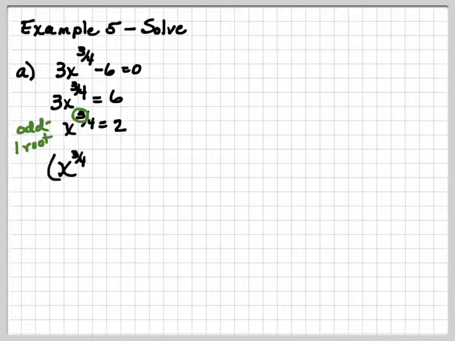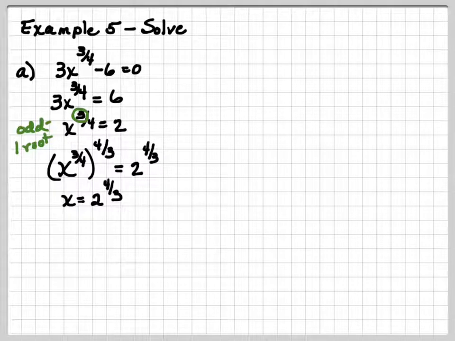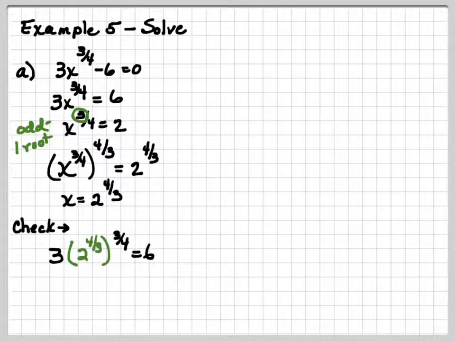Okay, so we're going to raise both sides to the 4 over 3 power. So that means x is going to be 2 to the 4/3, and the reason for that is because 3/4 times 4/3 cancels out.